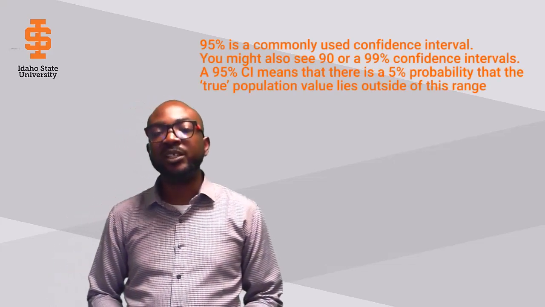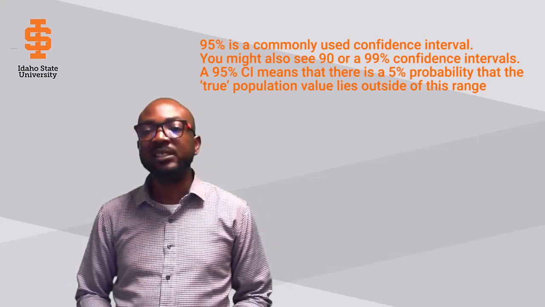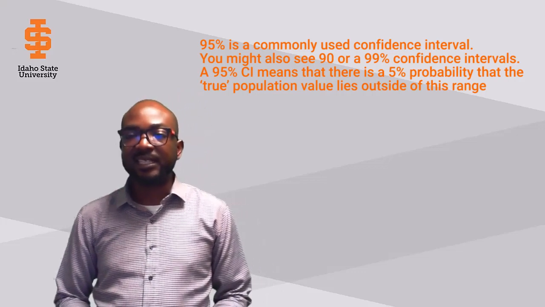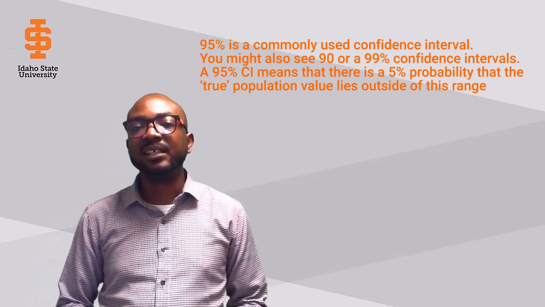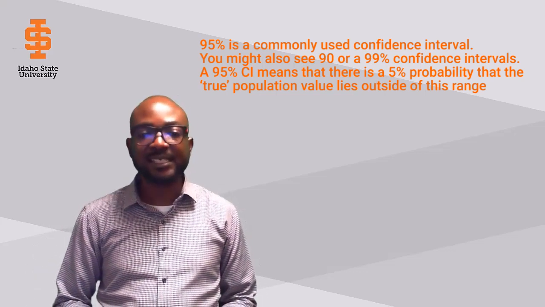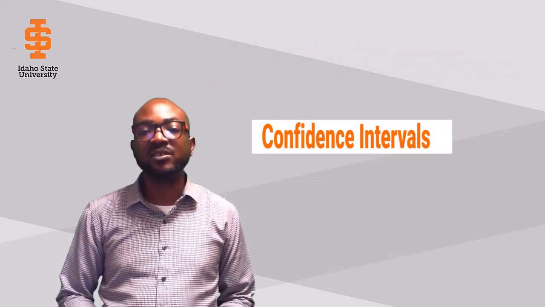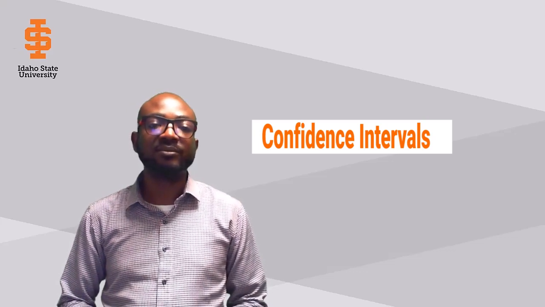95% is a commonly used confidence interval. However, sometimes you might also see 90 or 99% confidence intervals. A 95% confidence interval means that there is a 5% probability that the true population value lies outside of this range. Confidence intervals are used to indicate the reliability of the estimated result.